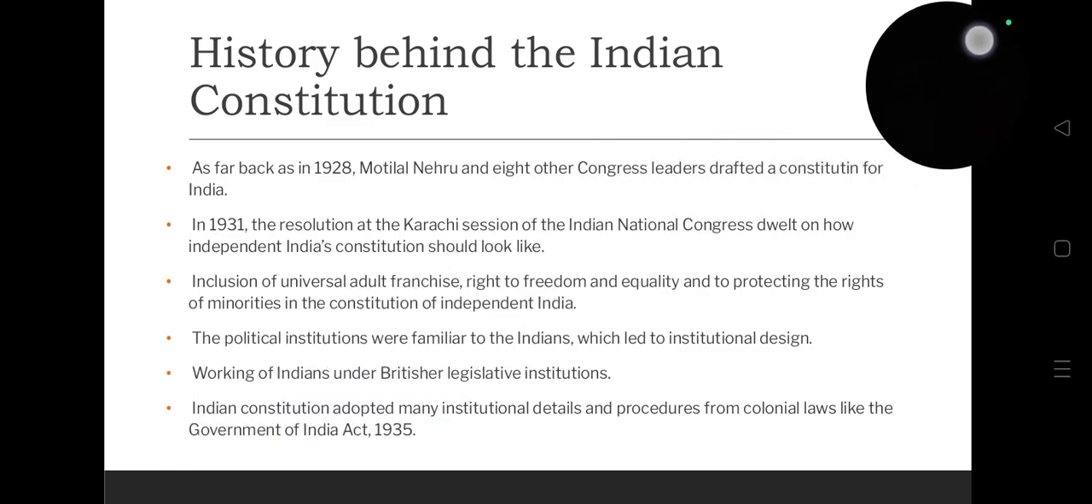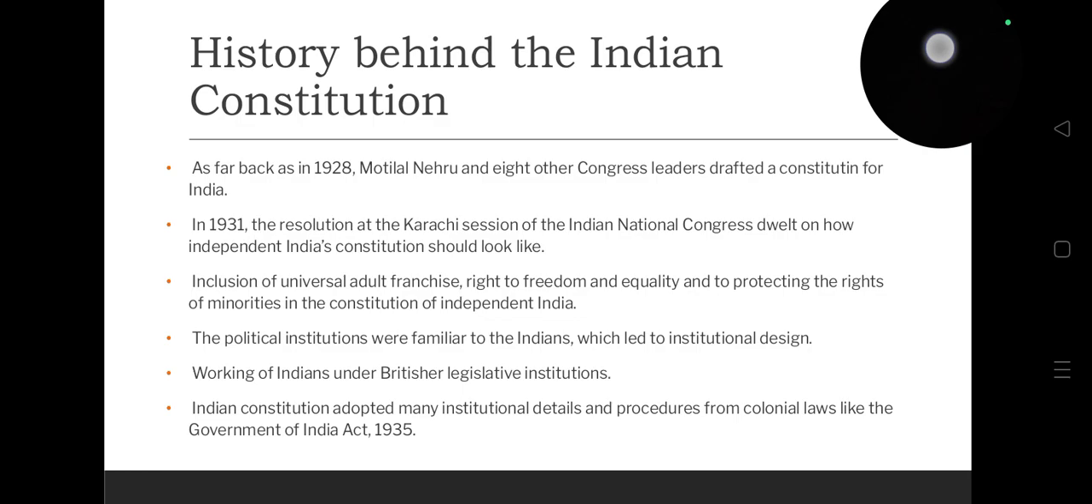Here comes some of the history behind the Indian Constitution. As far back as in 1928, one draft was prepared by Motilal Nehru and 8 other Congress leaders for the Constitution of India.